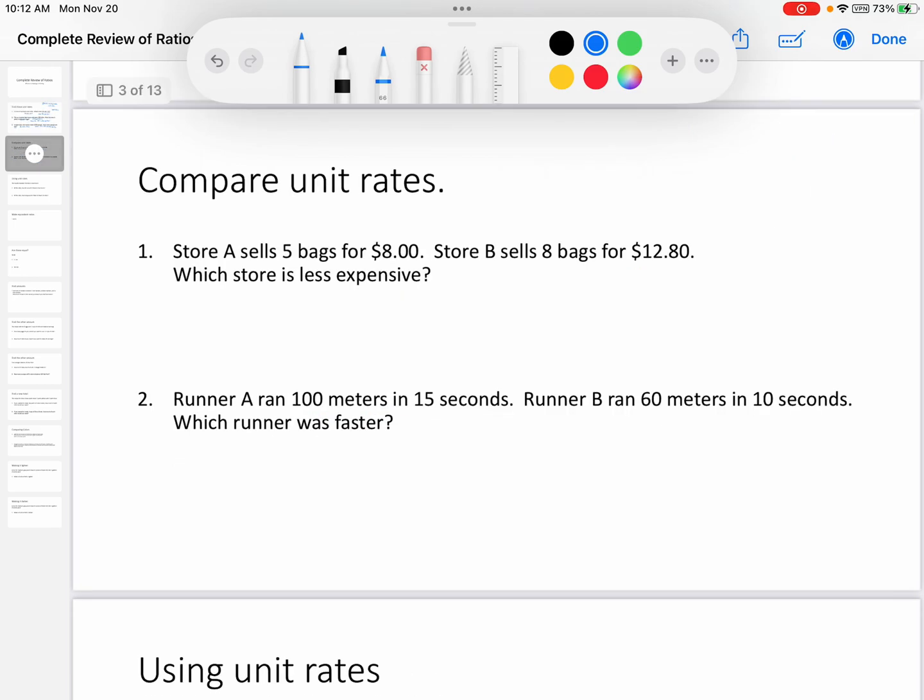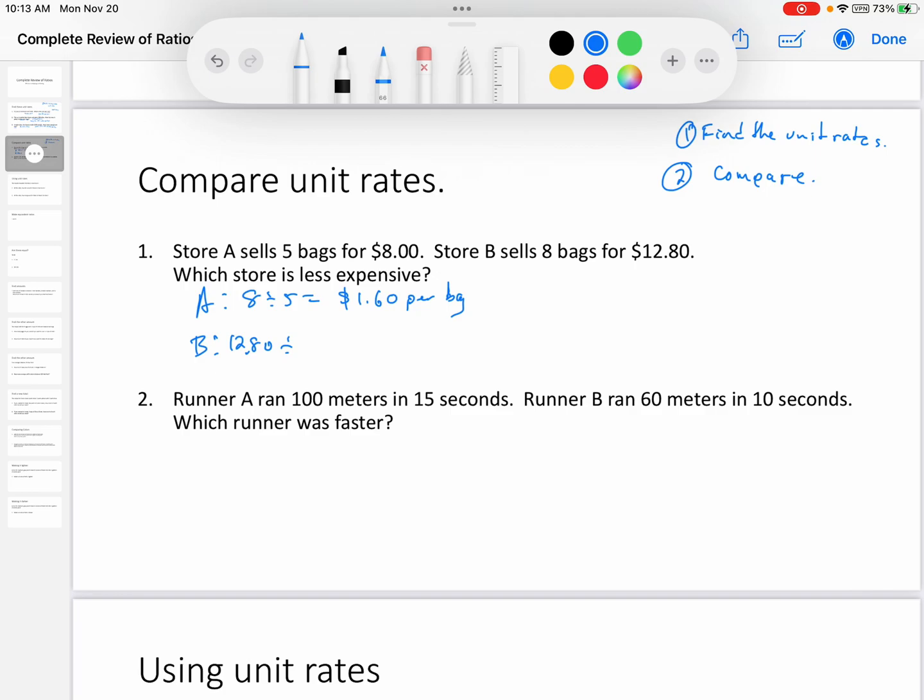Comparing unit rates. So what you have to do is first find the unit rate, which we just did by dividing, and 2, compare them. Okay, so A, 8 divided by 5 is $1.60 per bag. B is $12.80 divided by 8 is $1.60 per bag. So which one is less expensive? Neither. They are the same.